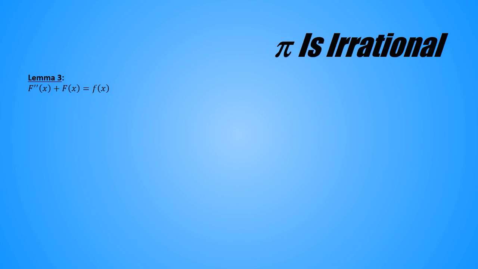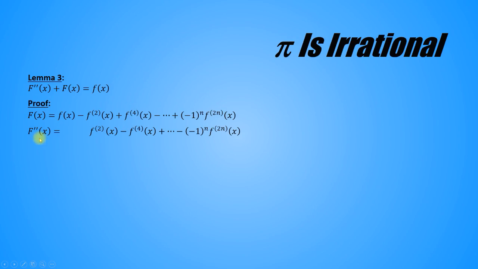Moving on, lemma 3. Capital F double prime of x plus capital F of x equals little f of x. The proof is straightforward. We start by writing down capital F of x. Then we take the second derivative. When we do that, all these derivatives get pushed up by 2. We don't bother with the derivative of this because it's 0. Remember, little f is a polynomial of degree 2n. Now you can see that if we add these two together, these terms all cancel out except for this one. So we'll go ahead and do that. That proves lemma 3.